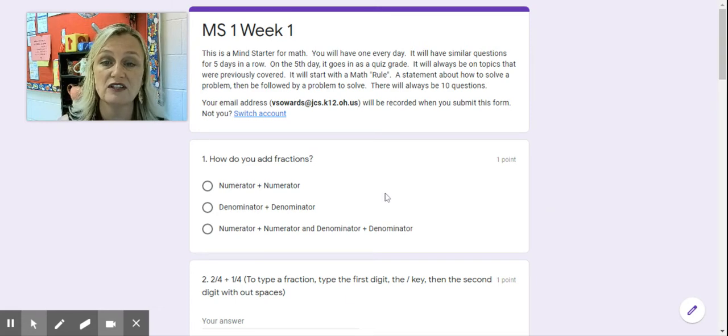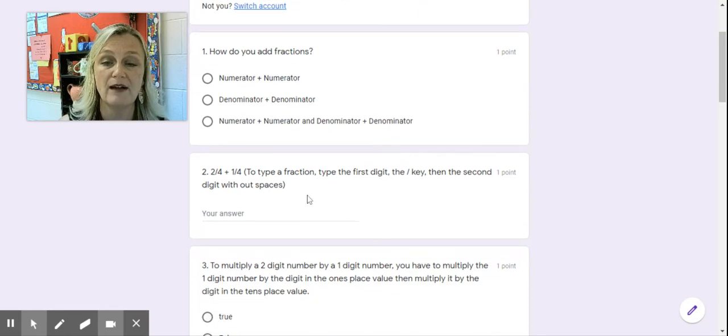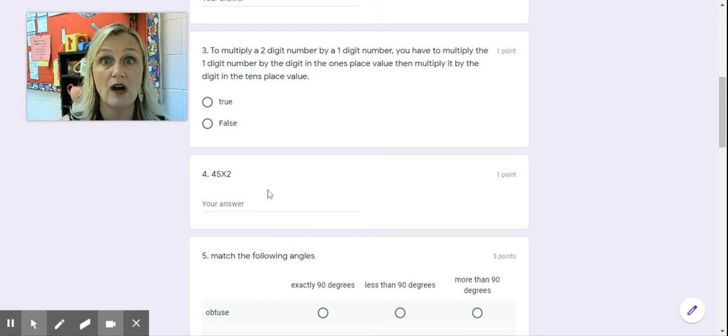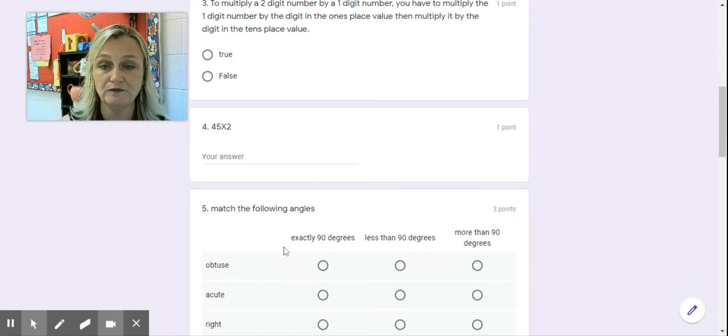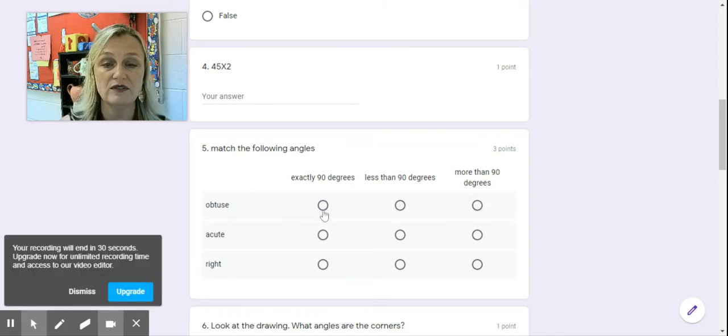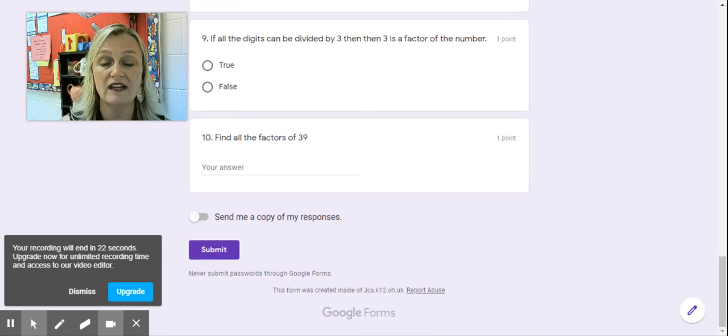But this mind starter is all set up the same way. Math rule, then a question about that math rule. Math rule, working a problem with that math rule. Math rule, and on this one, you can only click 1 for obtuse. It is either exactly 90, less than 90, or more than 90. And again, it follows suit all the way down.